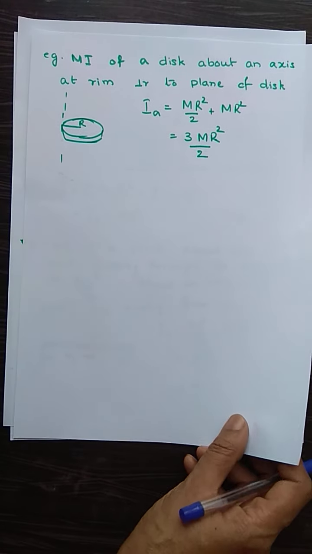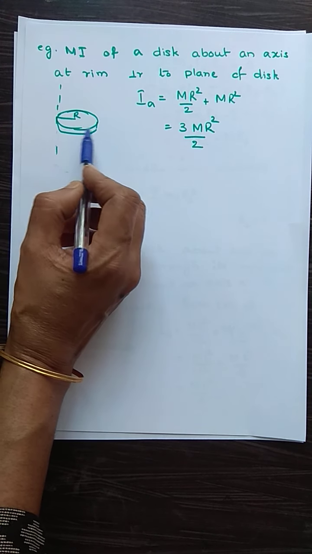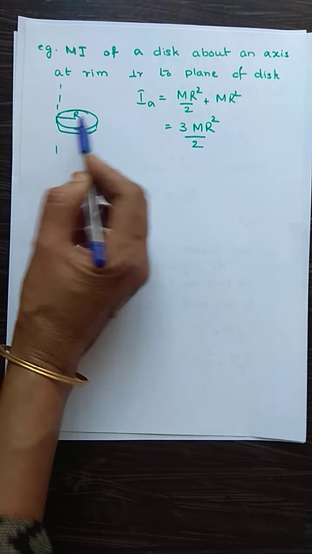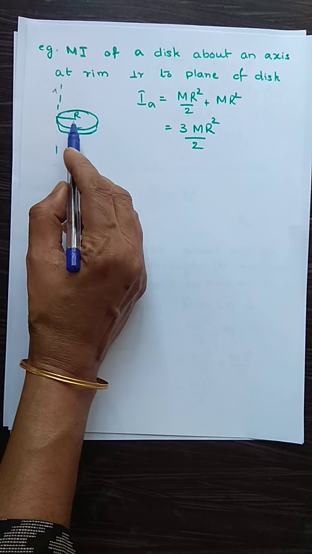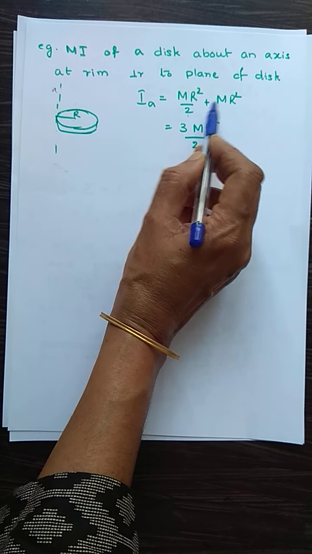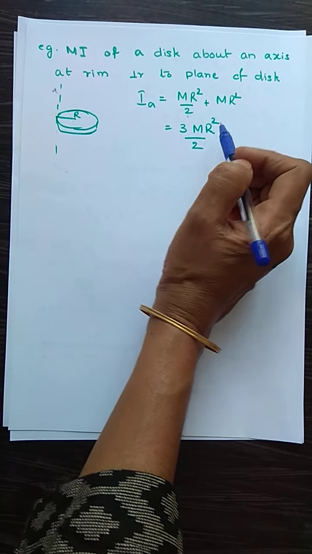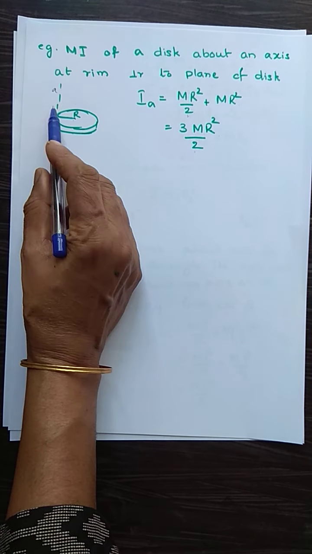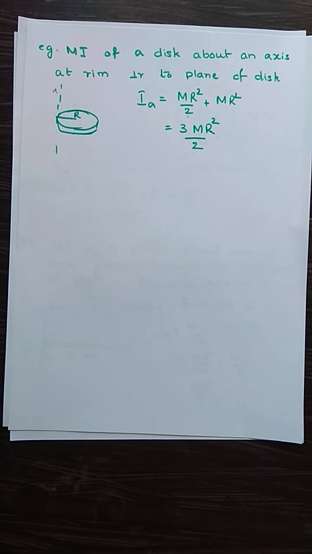Similarly, we can find out the moment of inertia of a disk about an axis at its rim. We know the moment of inertia of the disk about an axis passing through the center is mr square by 2. We have derived that earlier. So to apply the parallel axis theorem, the moment of inertia about an axis A will be the moment of inertia about the center of mass, that is mr square by 2, plus m into the distance between these two axes, which is r, so r square. So add it up, you get 3 by 2 mr square. This is the moment of inertia of a disk about an axis at its rim and perpendicular to the plane of the disk. Like this you can solve various problems. You try out more examples.